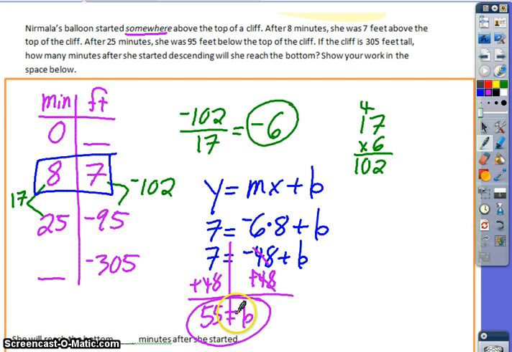And since that's my y-intercept, it goes right here. So she started 55 feet. It's not somewhere anymore. It's 55. I know that. So I still have to find this, and I'm going to solve that by using the equation.